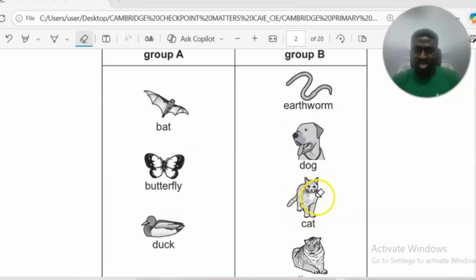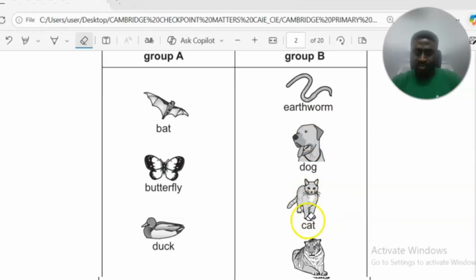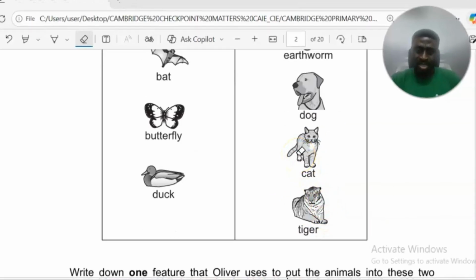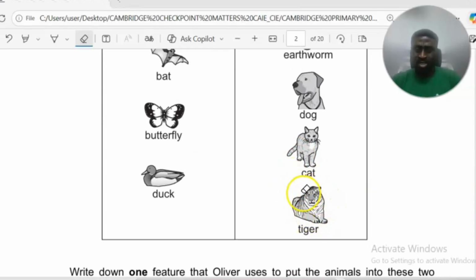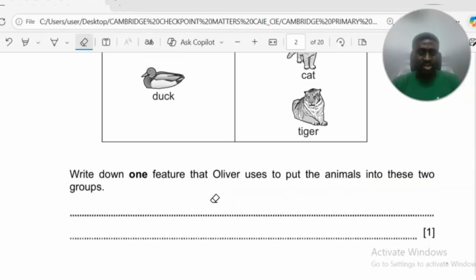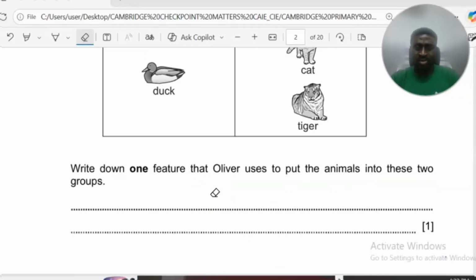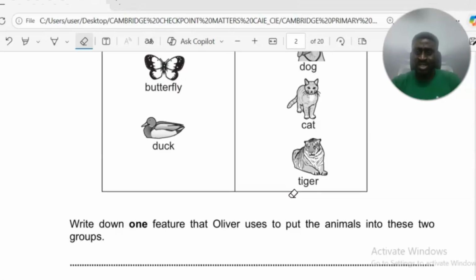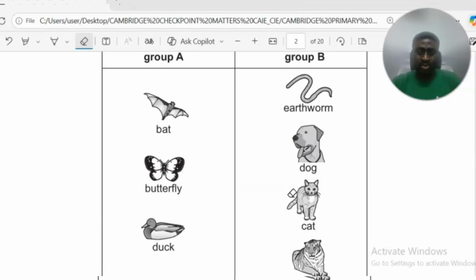Then we have the cat here. It has limbs, it has a tail, it has fur covering its body. Then we have the tiger. The tiger also possesses limbs, body is covered with fur, and it has other body parts or features. Now, having studied that trend, the question says write down one feature that Oliver uses to put the animals into these two groups. So what characteristics or features do you think Oliver considered to place them into this group where bat, butterfly, and duck belong to group A, while group B has earthworm, dog, cat, and tiger?